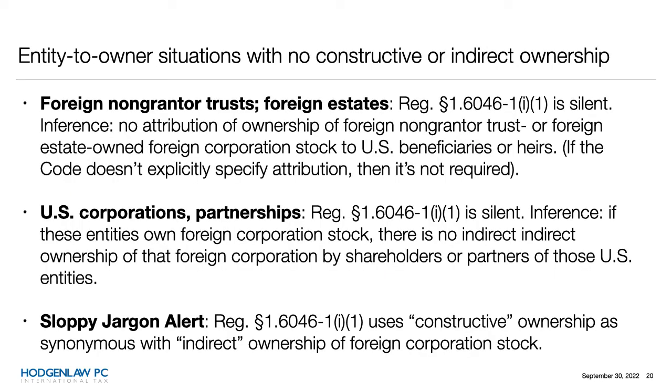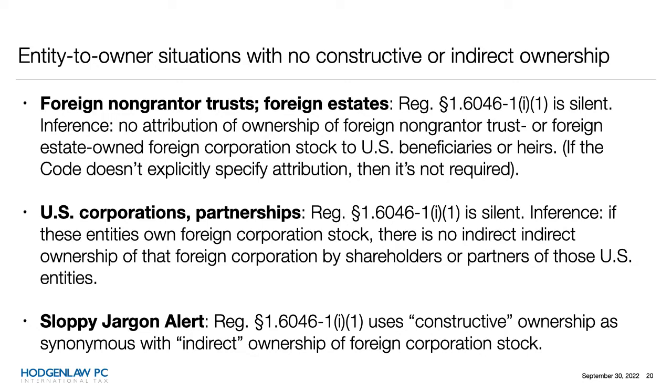So here are the types of entities that are not flagged in the attribution rules in Section 6046 for calculating constructive or indirect ownership. First one is non-grantor trusts and foreign estates. So the rule is silent. And if it's silent, then the implication is if we didn't write a rule about it, you don't do it. Because the alternative would be to say, if we didn't write a rule about it, go look everywhere else in the code, and if you can find a rule that you think applies, apply that.